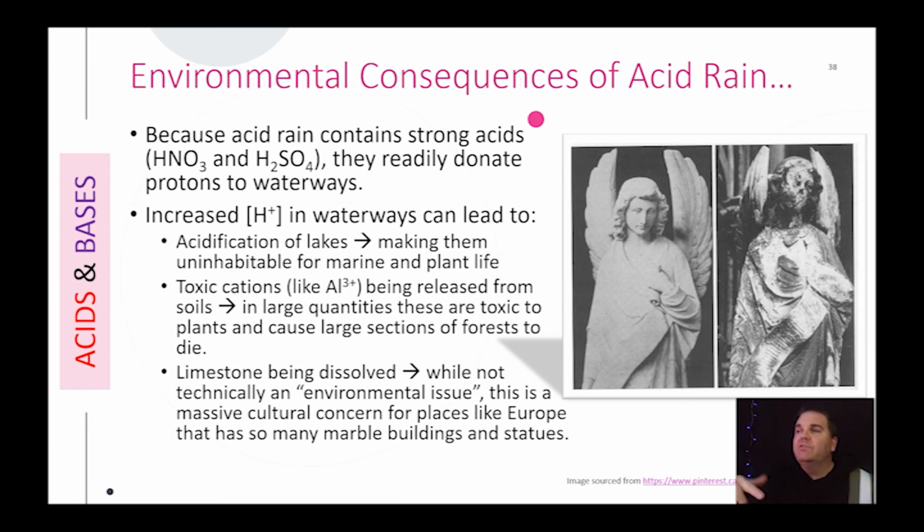One of the other issues for Europe, you can see here in this picture, is that limestone, which is calcium carbonate, reacts with the acid that falls down, and it starts to dissolve. Not an environmental issue, but generally a very big cultural consideration, because places like Europe have massive history. A lot of their structures are made from marble, which was very readily available on the European continent, and so it's destroying that heritage, that culture for them. So they really need to make sure they're being careful around that. So that's just acid rain in a nutshell.